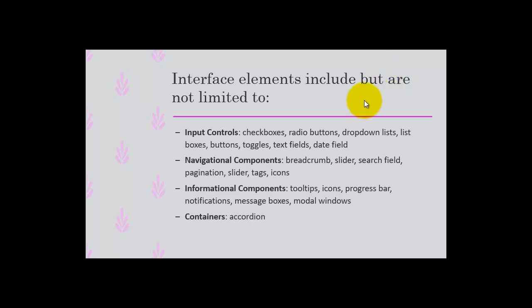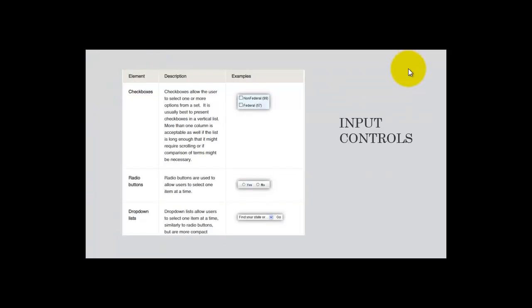Navigation is moving from one page to the other or one component to the other inside the website. Information components can be seen as an output since they are telling us, the user, some sort of information about the website. And containers, as the word suggests, are the boxes or the places, the components that contain some sort of solid information displayed as content on your website.